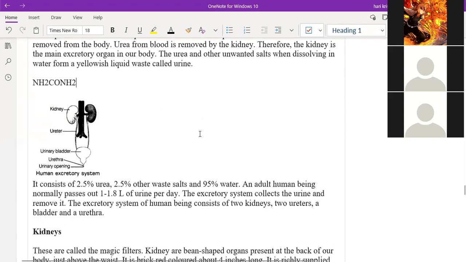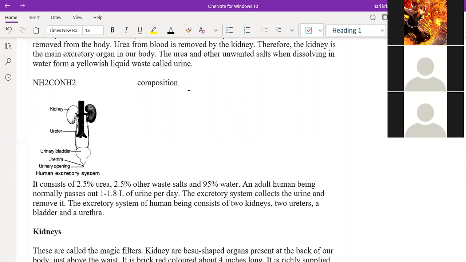It's very important. What is the composition of urine? Sir, I did not understand. Sir, can you tell again? I'll write it here. Composition of urine. It means what is the percentage of each and every component in the urine?